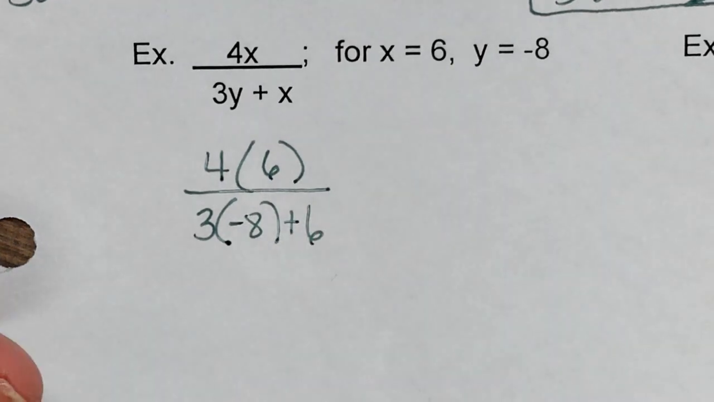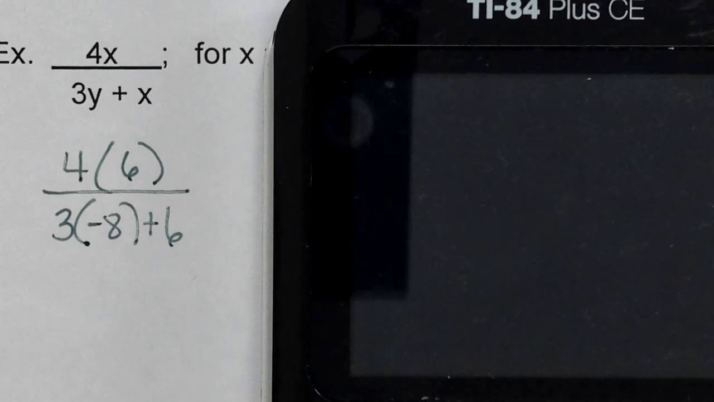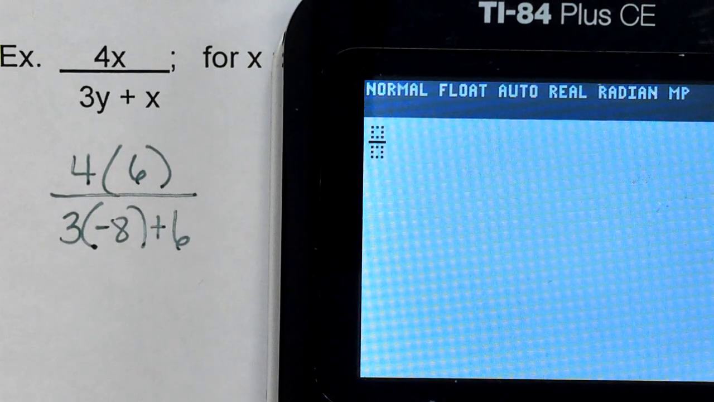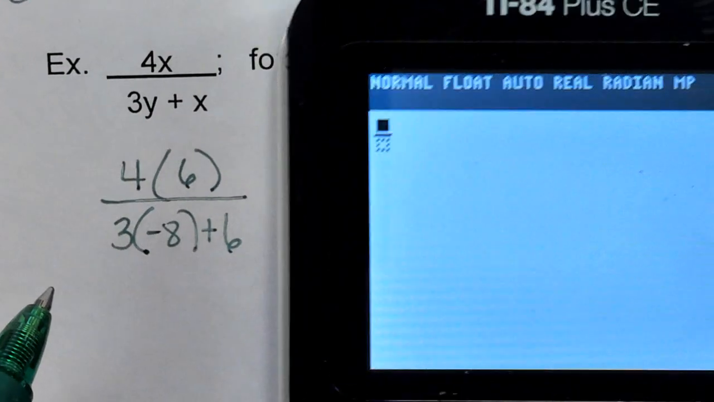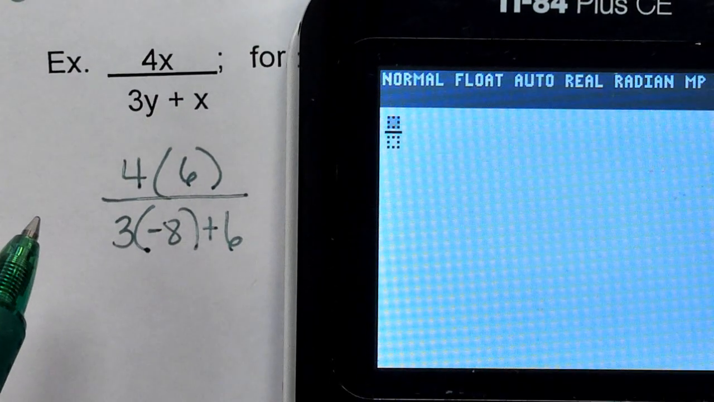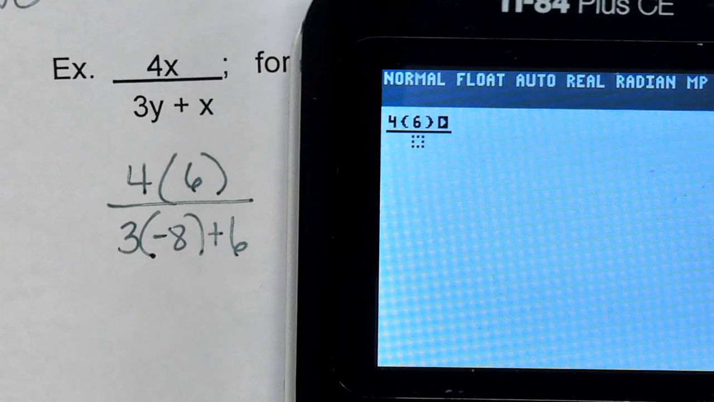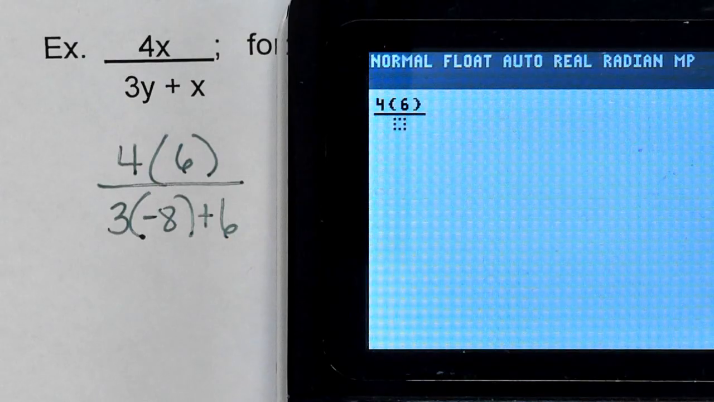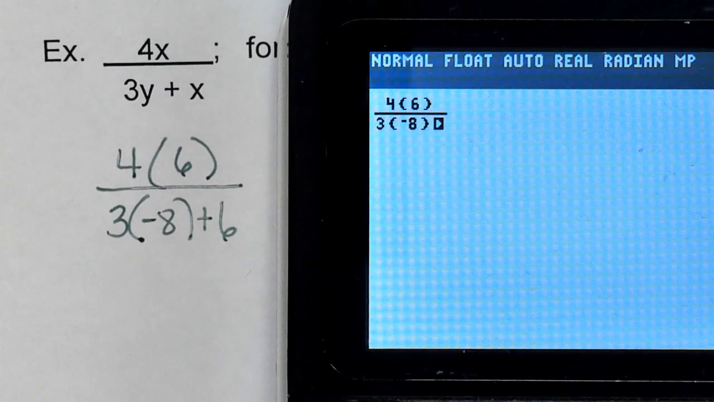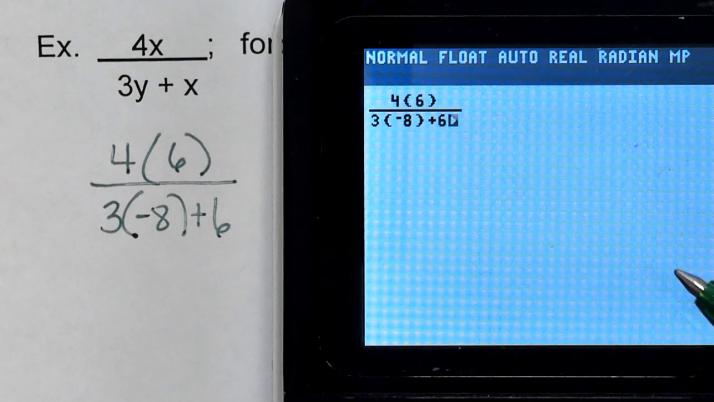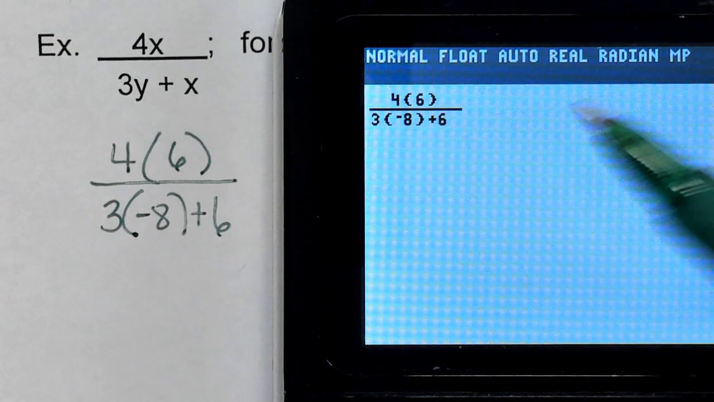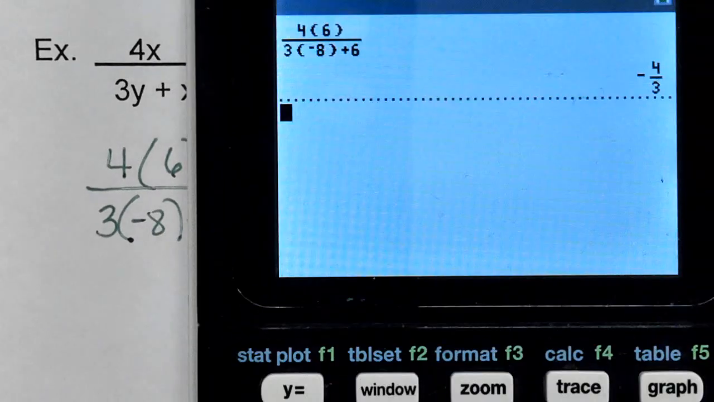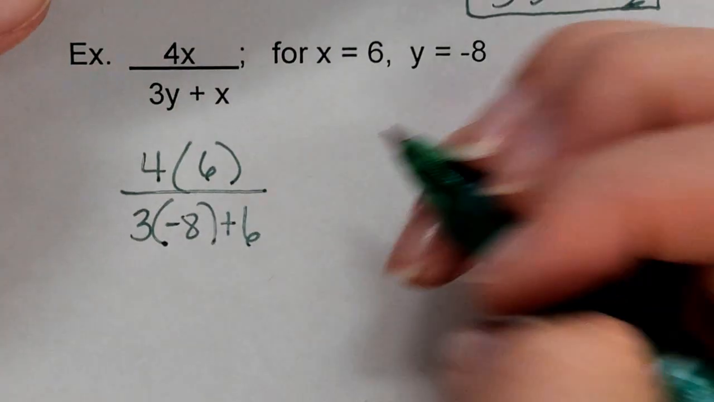So if you do alpha y equals, no, you just need a top and a bottom, right? You're going to type on the top 4 times 6. So 4 times 6. And on the bottom, you're going to type 3 times negative 8 plus 6. You're going to hit enter, and it's going to do it for you all in one step. Easy? Negative 4/3.